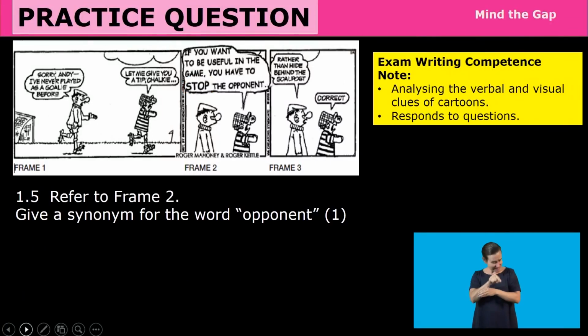So remember, whenever you're answering questions where you have to emphasize why something is written or presented in a certain way, make sure you're using the word emphasis or drive home the point of the cartoonist, all right? Let's move on to our next question. It says, refer to frame 2. Give a synonym for the word opponent, all right?